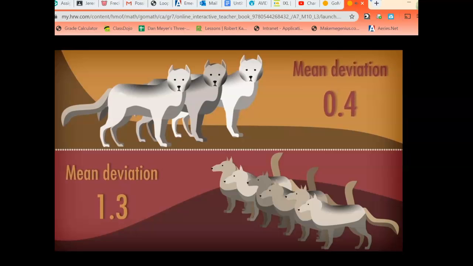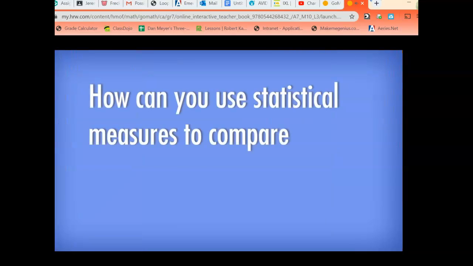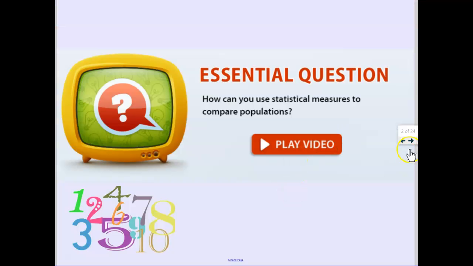So, based on your findings, which population might be at greater risk? Why? How can you use statistical measures to compare populations? Burning questions, guys. Everyone wants to know.